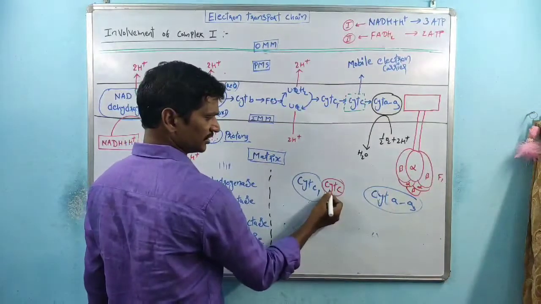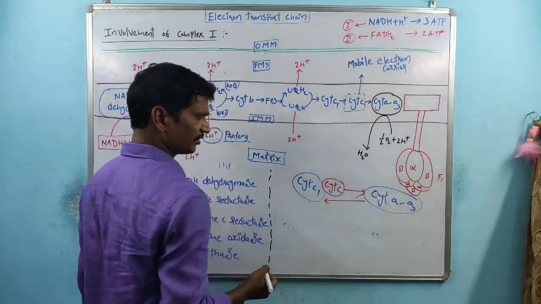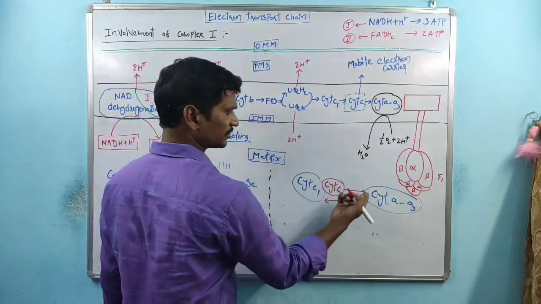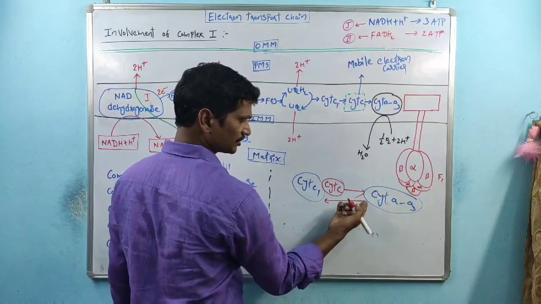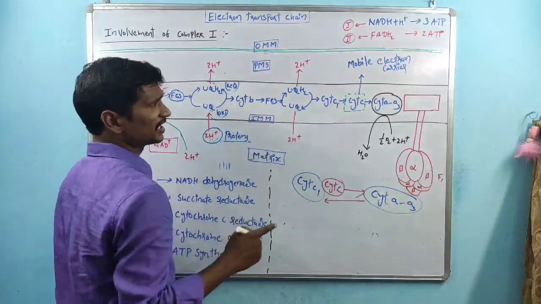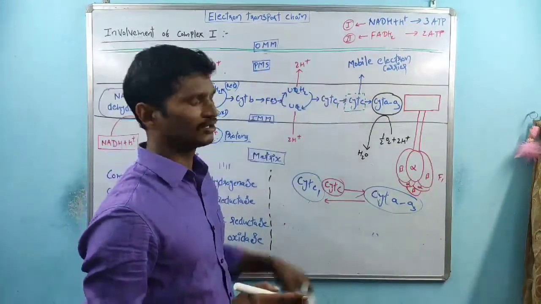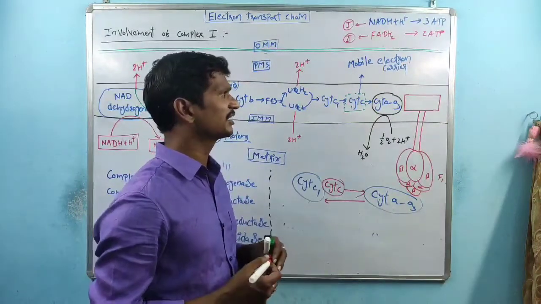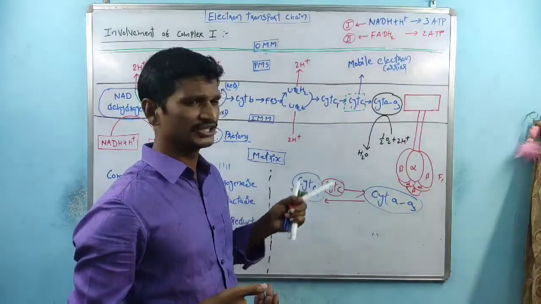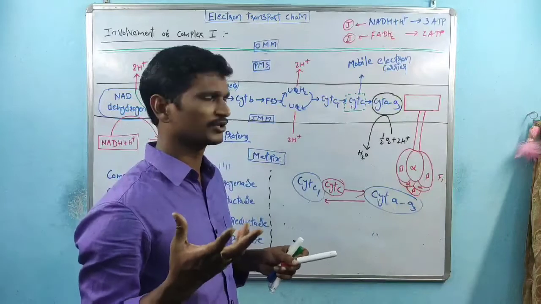So cytochrome C moves from here to here, and again from here to here, because once it gains the electrons it moves one way, and once it loses the electrons it moves the other way. So cytochrome C is the mobile electron carrier. Finally, it interacts with complex 4. There is cytochrome A and A3, so all these are the components that interact with complex 4.